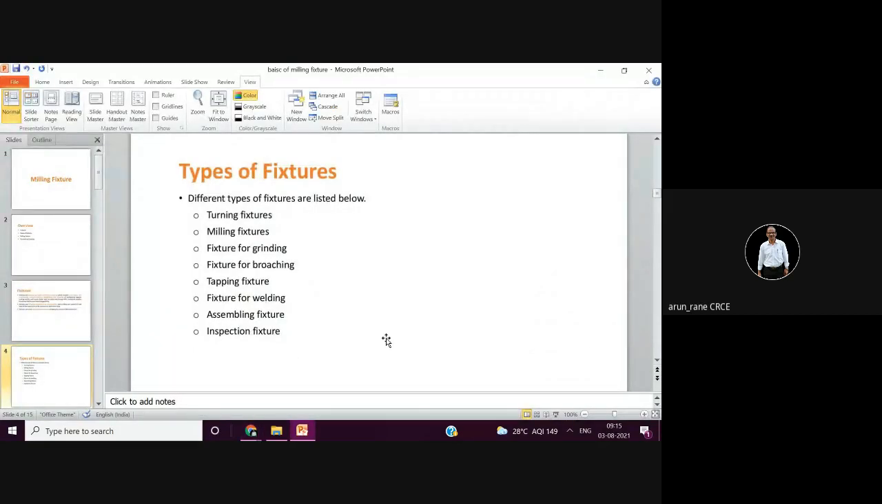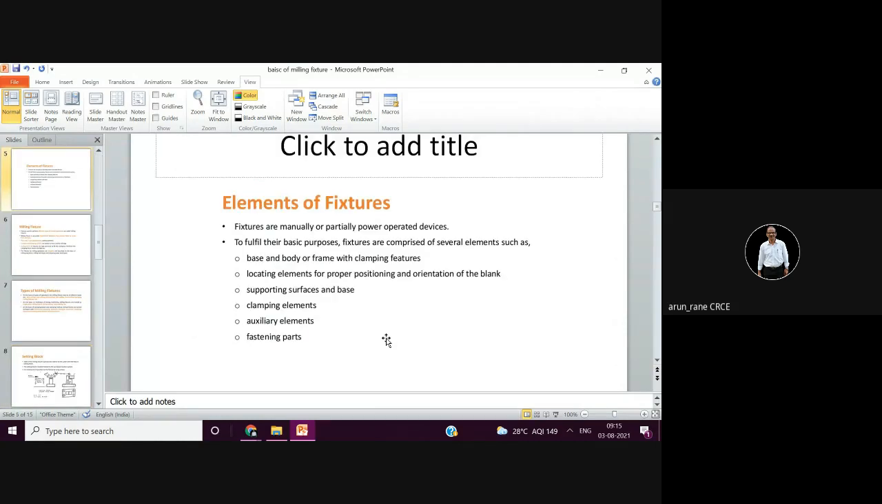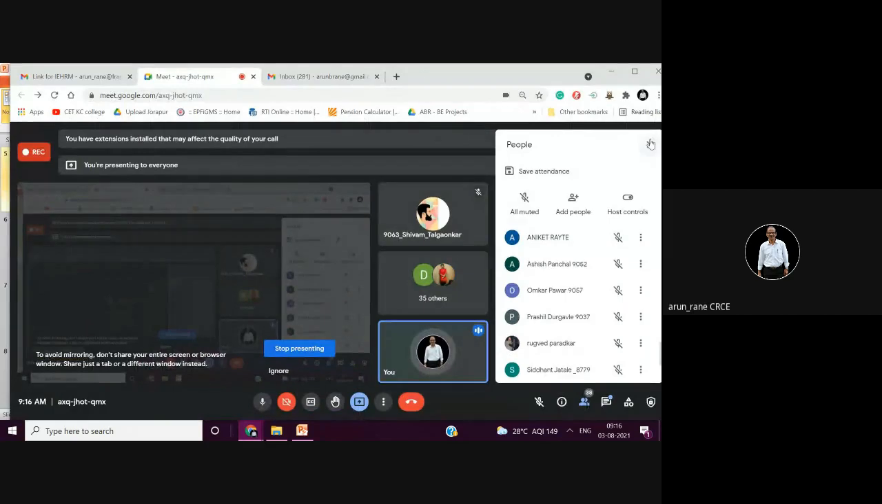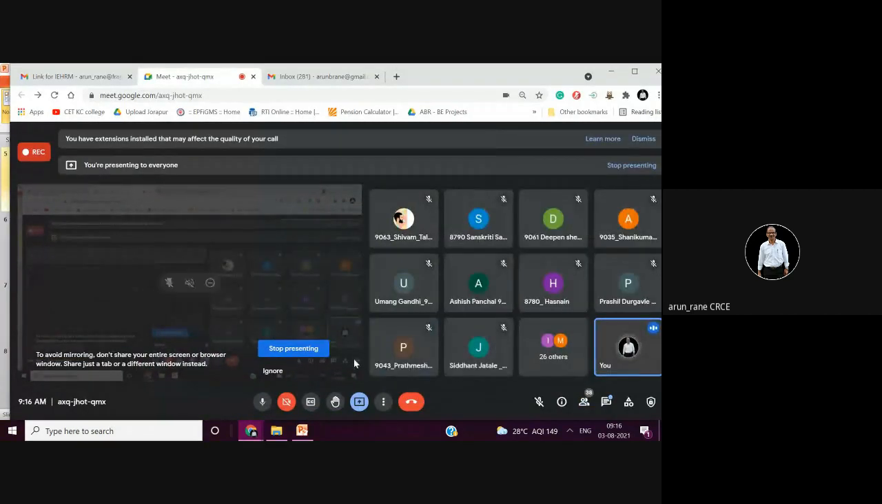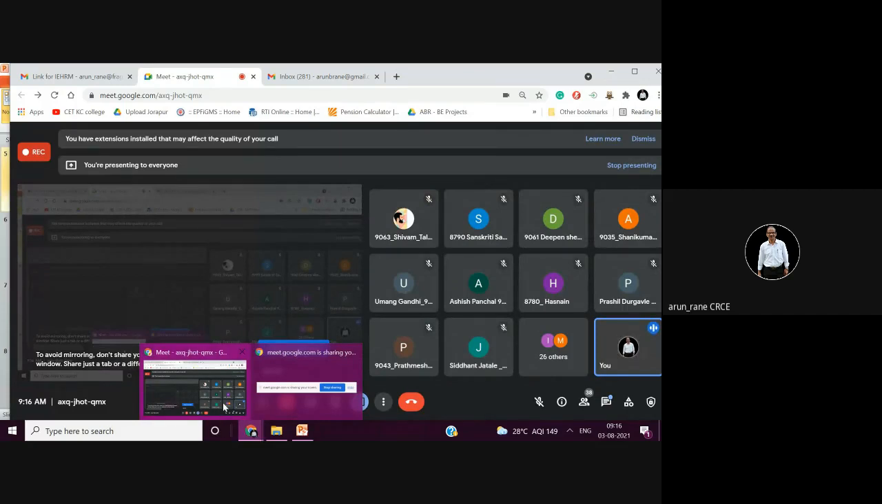So these are the various types of fixtures. So what are the elements of the fixtures? Fixtures can be manually or power operated. If the components are heavy, then it has to be power operated. If the components are light, then it can be clamped manually. Power operated generally means hydraulically operated.